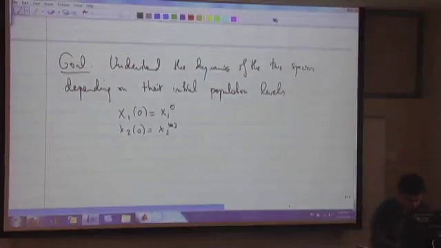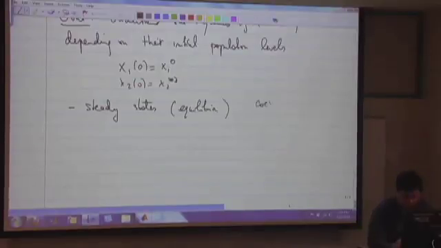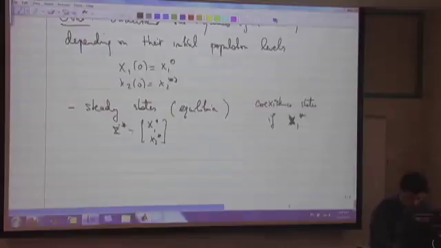And other things we'd like to find out are steady states, which in this case would be called equilibrium, and these are called coexistence states if x1 star, x2 star, I'm going to use this x star to be x1 star, x2 star, are positive.